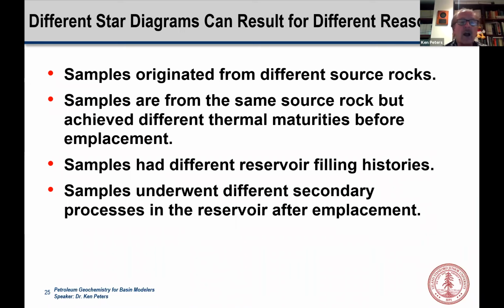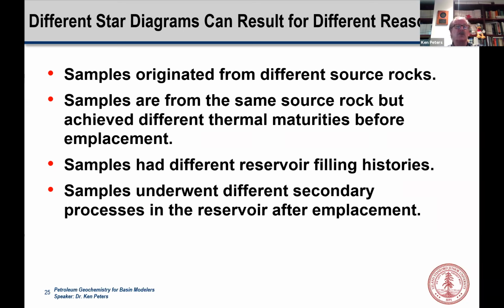Star diagrams or polar plots can result from different reasons. And in most cases, the interpreter doesn't really care what the reasons are. They're simply interested in differentiating different oil types in different parts of the reservoir. They want to know whether the reservoir is continuous or whether they're separate reservoirs. So the possible reasons for differences are listed here.